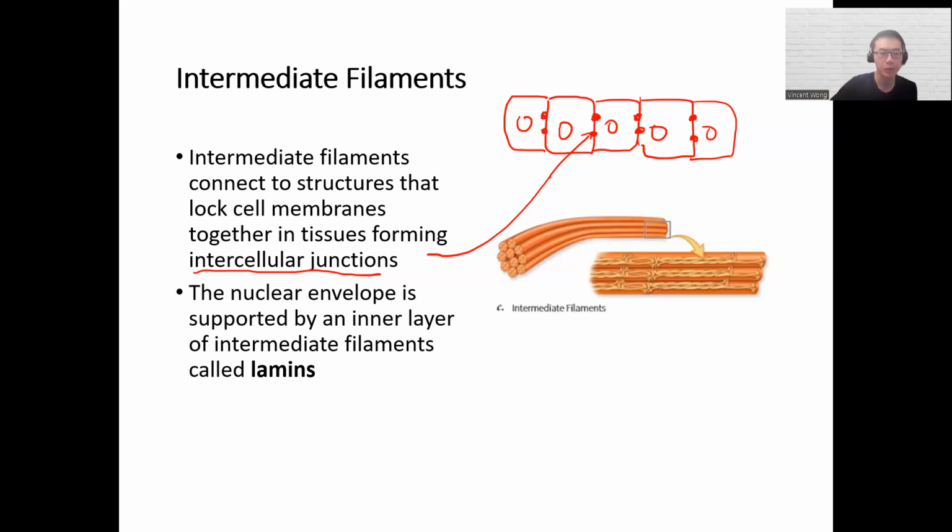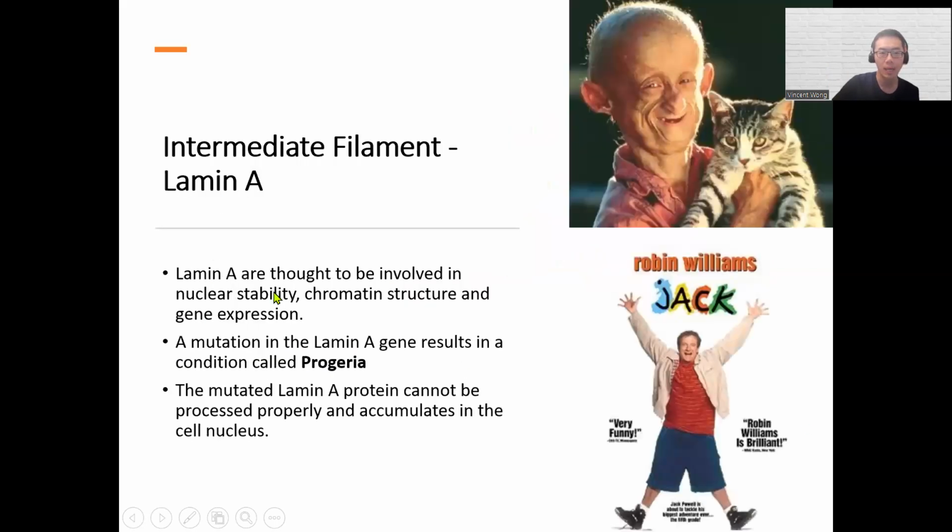For example, the nuclear envelope is supported by a layer of a type of intermediate filaments called lamins. And what happens is that when the lamin, which is an example of an intermediate filament and is a protein, is mutated, that results in nuclear instability. It's going to cause your chromosome structure to fall apart, and that results in accelerated aging.